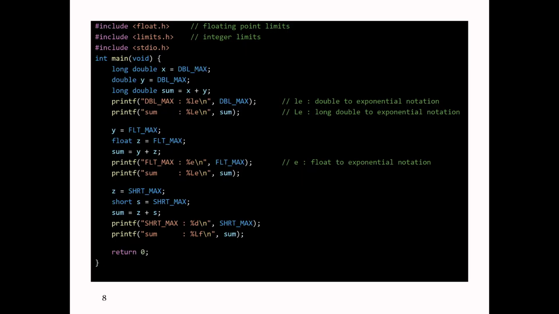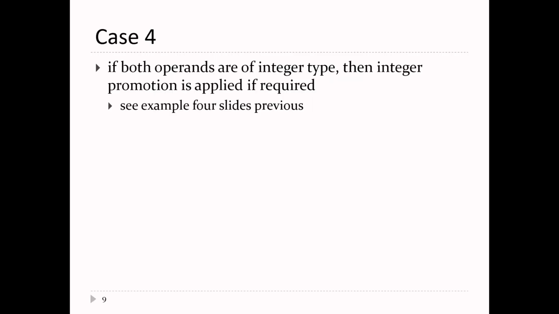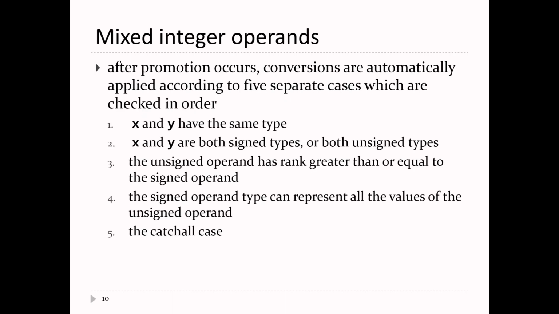Okay, moving right along. Case 4. If both operands have integer type, then integer promotion is applied if required. In other words, if one of your values happens to be one of the short types, that type gets promoted to int. After that happens, you've got 2 integer values that you're doing something with. So after the promotion occurs, you now convert according to the following set of rules.